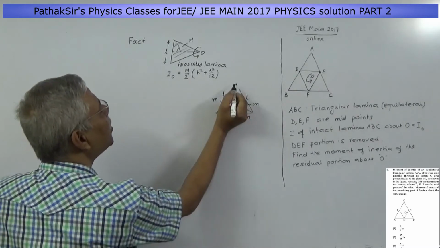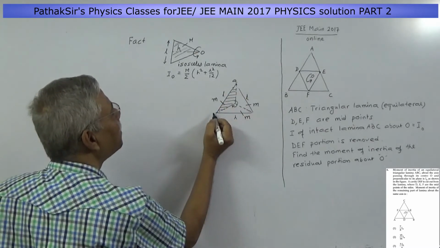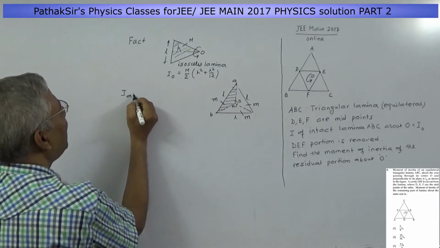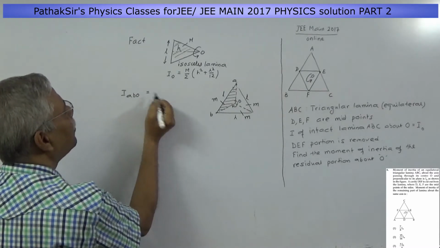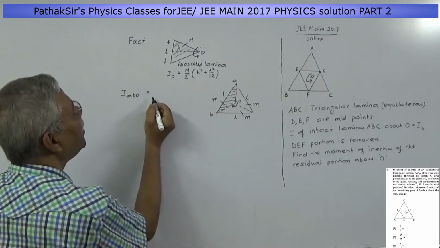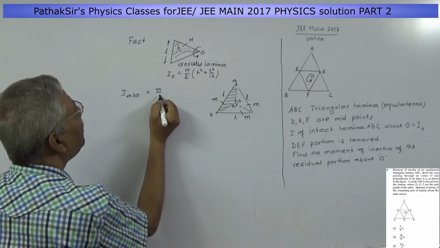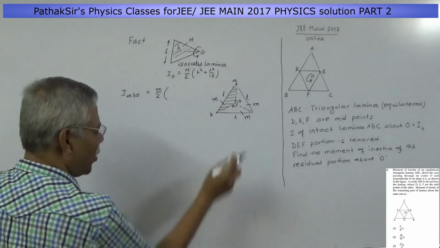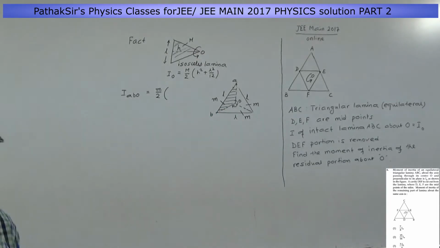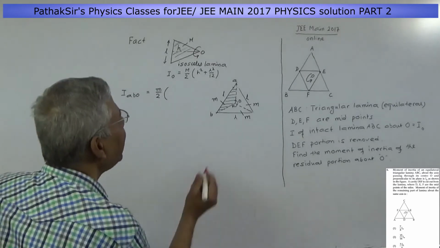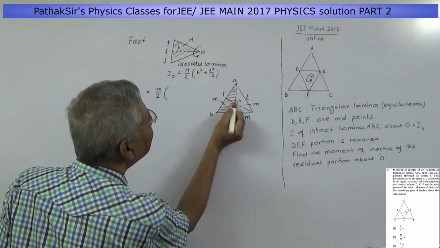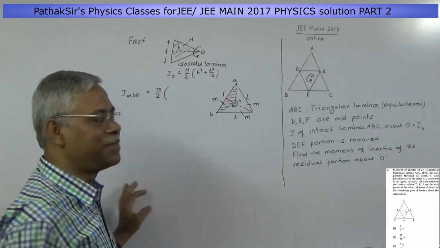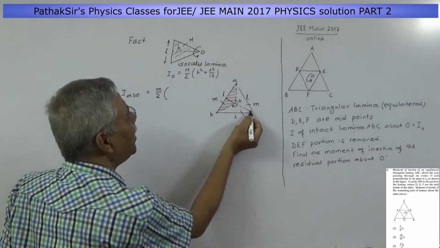So moment of inertia, suppose this is A, B, O. So I of A, B, O about axis O equals m by 2 times h square plus l square by 12. You have to calculate the height. This is h. You can find it easily by using that 2:1. What is the length of this median?